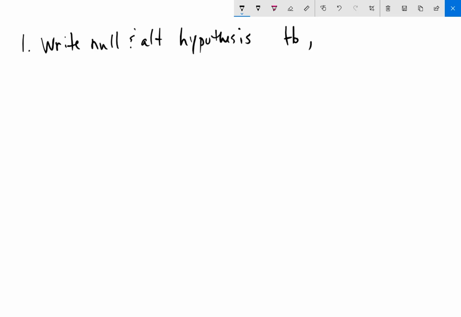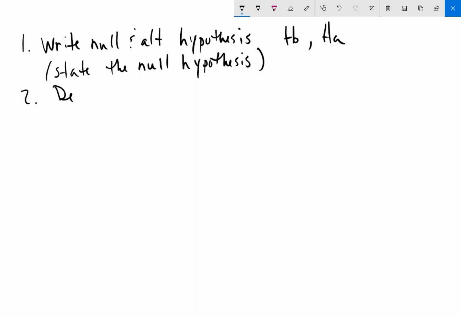So with the hypothesis testing, the very first thing, and we've gone over this before, the very first thing you want to do is write the null and alternative hypothesis. Very, very important. H naught and HA, because it drives the test. And I would even go further to say state the null hypothesis. Write exactly what the null hypothesis is. Number 2, determine your alpha. What was stated in the problem, because in our class we'll always give you the alpha.